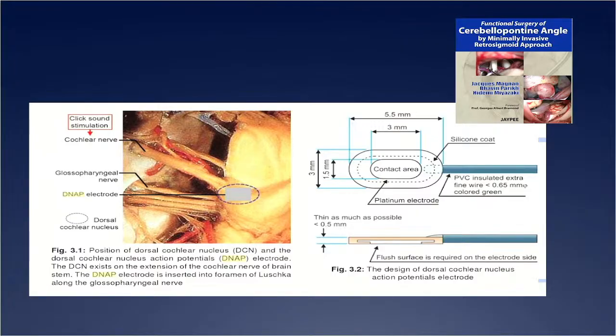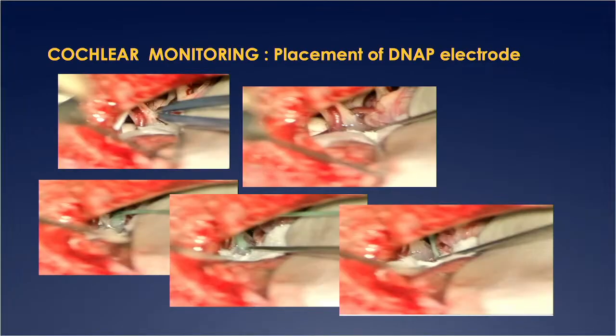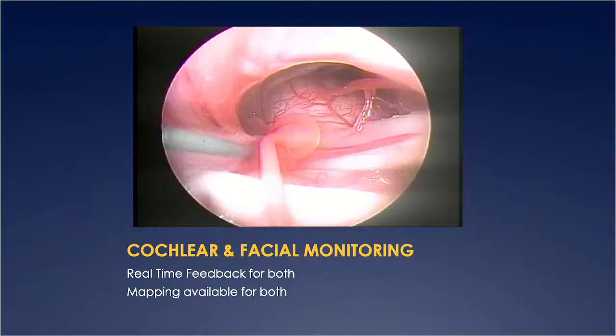It is used for acoustic neuroma surgery, of course, but you can use it for all the functional surgery of the CPA. So you have to dissect in the flocculus region, and after you have to insert the electrode inside. So this is the endoscopic view. The orange one is for the facial nerve, and we can check at the same time, in real time, the monitoring of the cochlear nerve and the facial nerve.